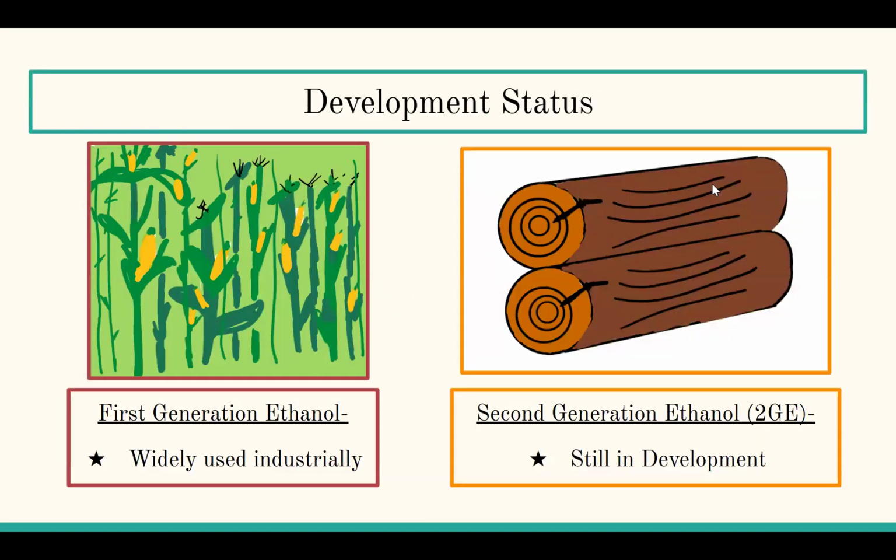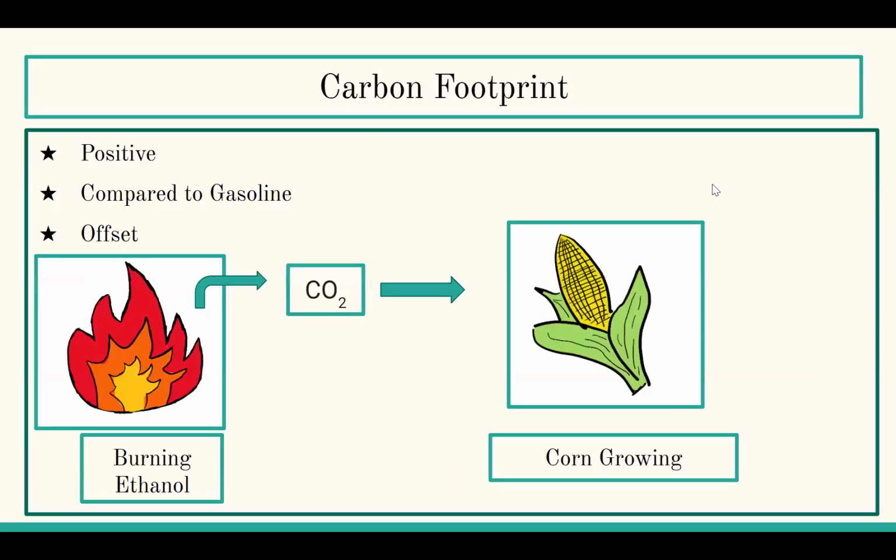There are two types of ethanol, first and second generation. The first generation ethanol, made with corn, is widely used industrially. The second generation ethanol, or 2GE, is still in development. The second generation is being made with alternative sources like wood chips and grasses.